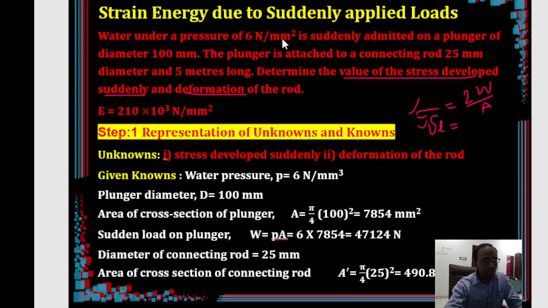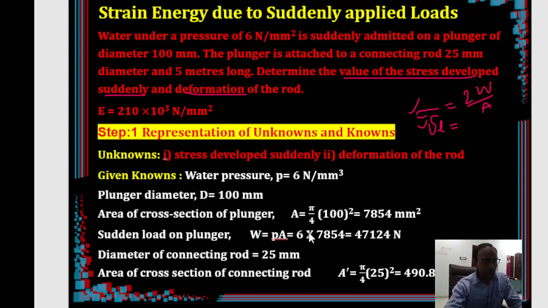Water under a pressure of 6 Newton per mm square is suddenly admitted to a plunger of diameter 100 mm. So the diameter of the pipe was given and the water pressure was given, right? The plunger is attached to a connecting rod of 25 mm diameter. So it is connected to another rod, right? That diameter was given. And the rod length was also given, right?